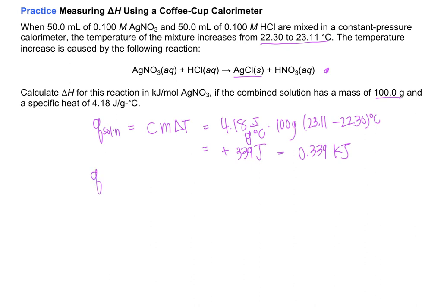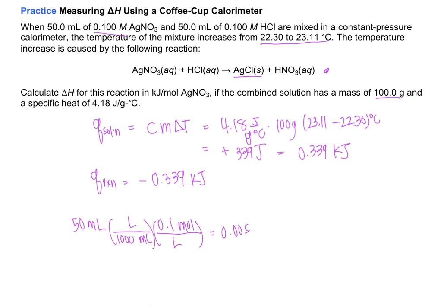So my Q of my reaction is going to be the opposite sign of that. So I'm just going to put a negative 0.339 kilojoules. Now I'm going to find out how many moles of silver nitrate I have. So I have 50 milliliters, and I'm going to convert that into liters. So 1,000 milliliters per liter. Now my molarity is 0.1 moles per liter. So when I do this, I have 0.005 moles of silver nitrate.